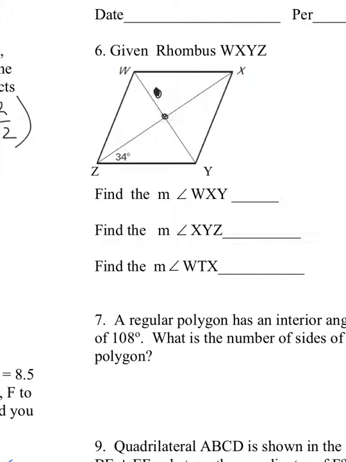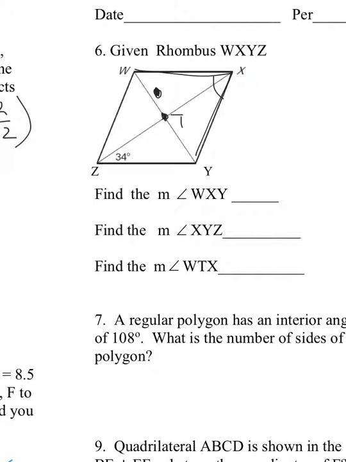Ignore that. This is supposed to be point T. Find the measure of WXY. WXY talks about that angle there. Now, it's a rhombus. You don't have right angles, so it seems like you might be a little unsure. Except, one of the properties, if you look back at number 2, is diagonals of a rhombus are angle bisectors.